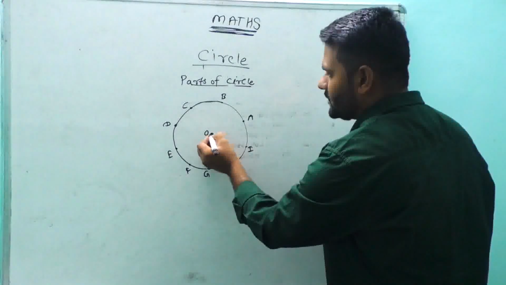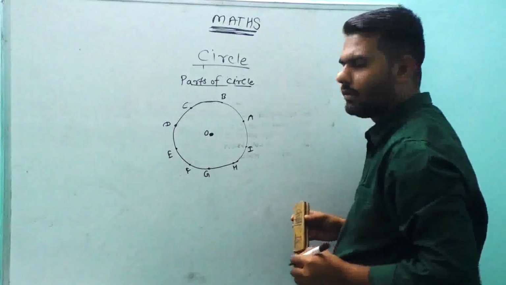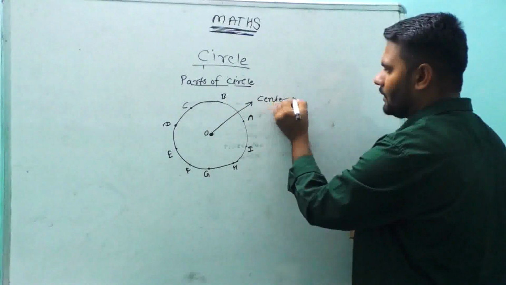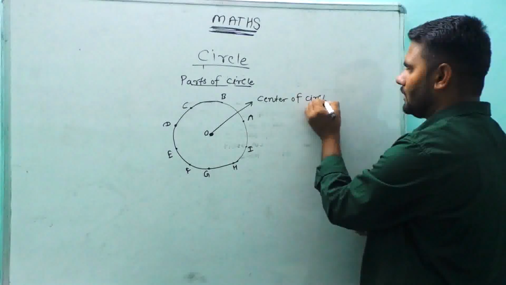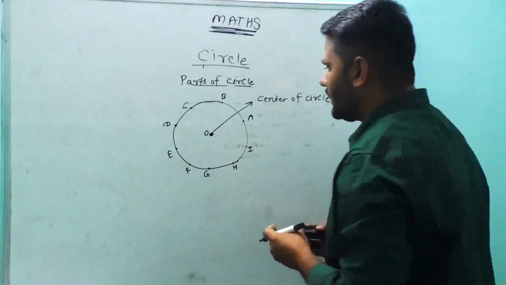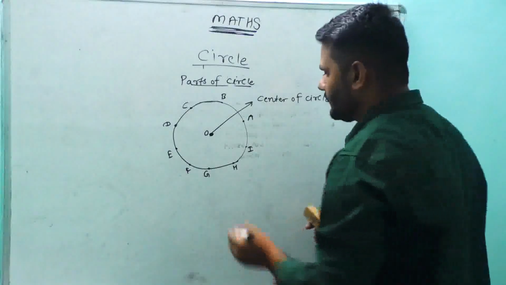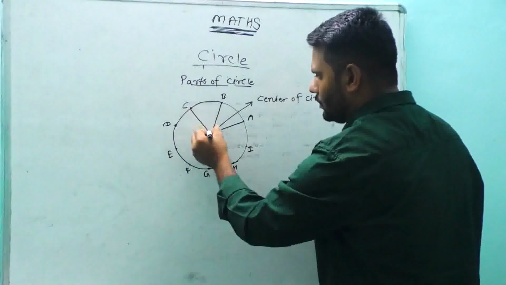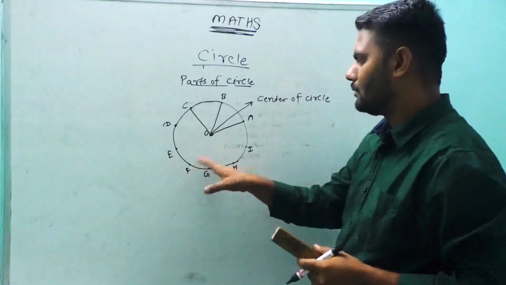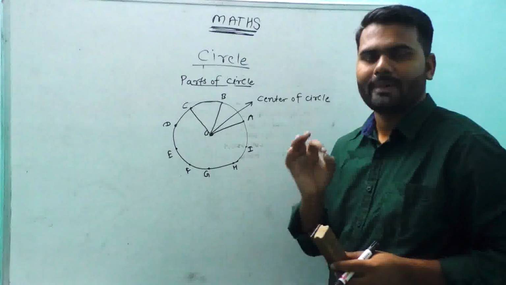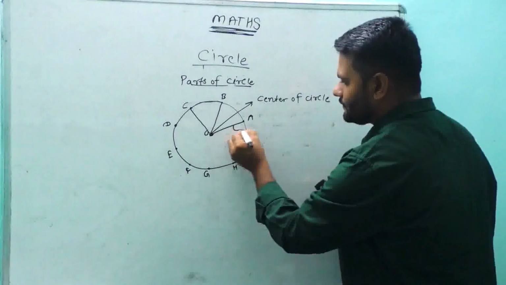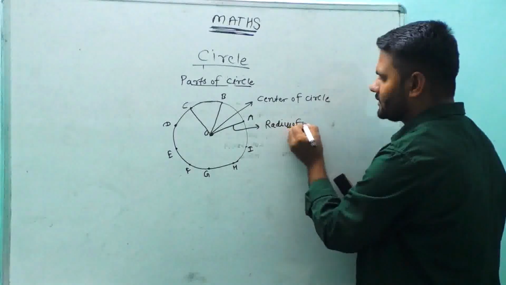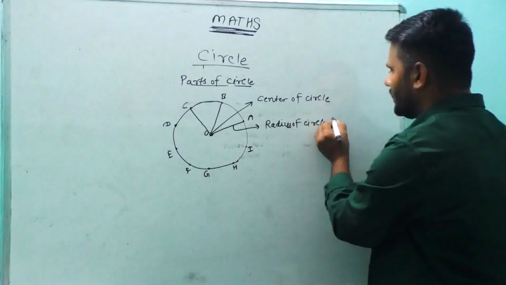First of all, the fixed point O, the origin point O, is called the center of the circle. The fixed distances OA, OB, OC, OD and OE always remain the same and are called the radius of the circle. Radius of circle, in short, capital R.